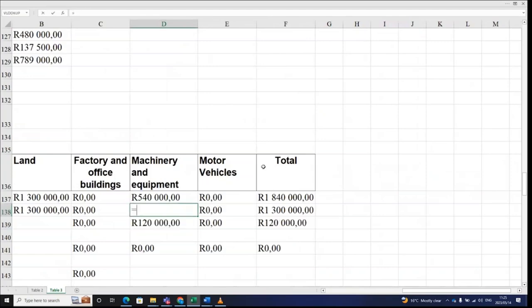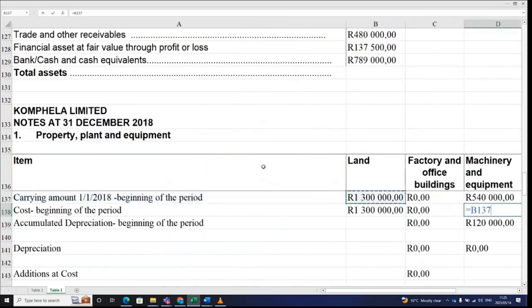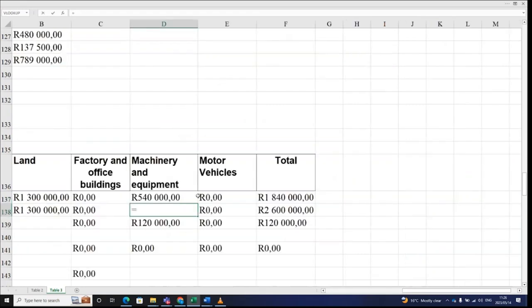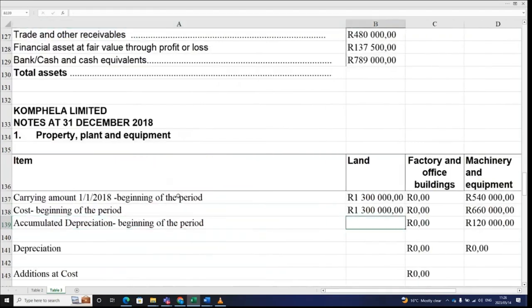This means that the cost, because cost less accumulated depreciation is the carrying amount. So to work backwards, we need to say the accumulated depreciation plus the carrying amount will give us the cost at 660,000. Let's just move this here.